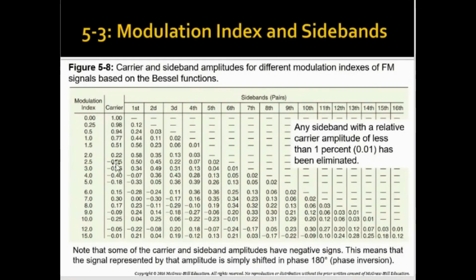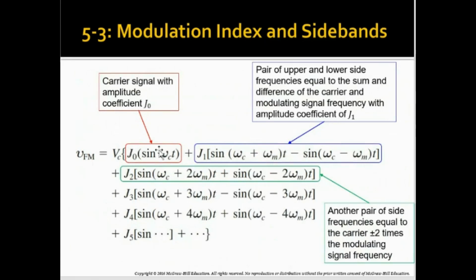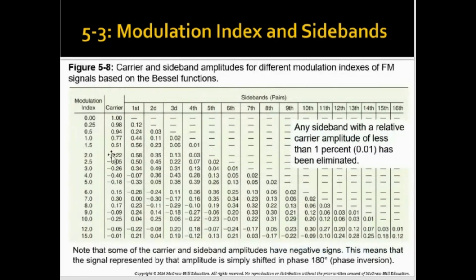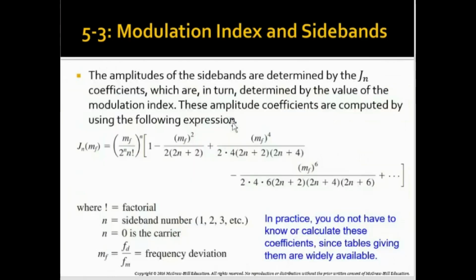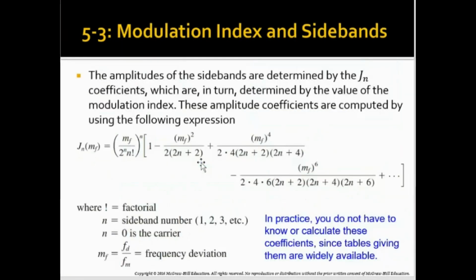Here the carrier means the amplitude of your carrier, which is in fact J0. So in this equation here, J0 is in fact this. Here it is shown as carrier. Then first, second, third, fourth, and so on. These are the sidebands which represent J1, J2, J3. So this is the first sideband, J2 is the second sideband, J3 is the third sideband, and so on.